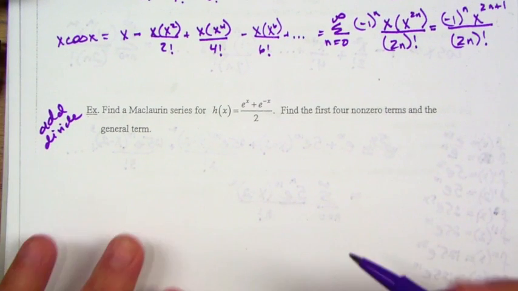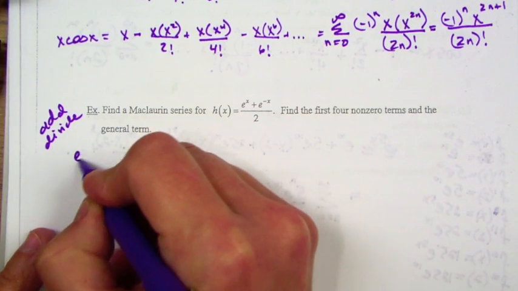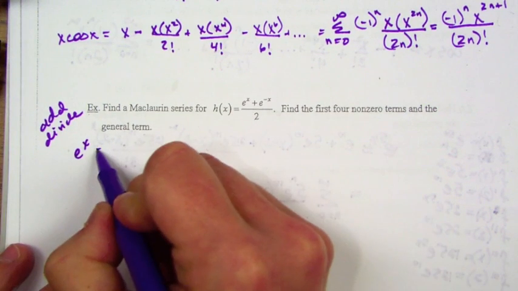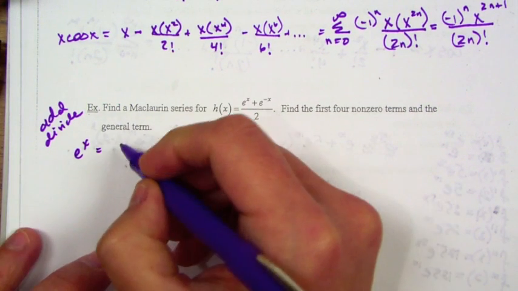Do e to the x. That's what I would do first. Let's do the e to the x. Let's do a few terms there. And I guess I'll do 4 terms.